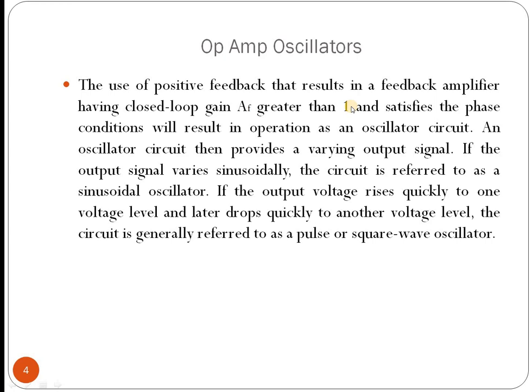This varying output signal may be sinusoidal, and if the output is sinusoidal, then it is referred to as a sinusoidal oscillator. And if the output quickly drops to another voltage level, that circuit is generally referred to as a pulse wave oscillator, or sometimes a square wave oscillator.